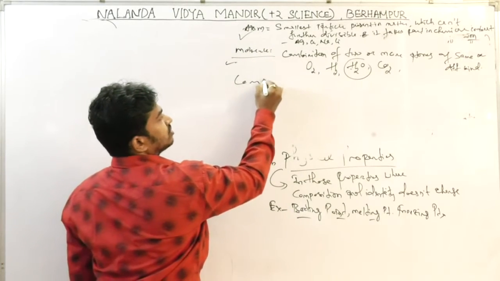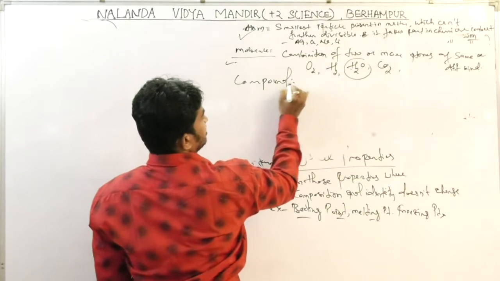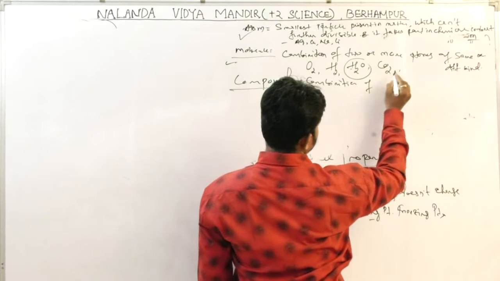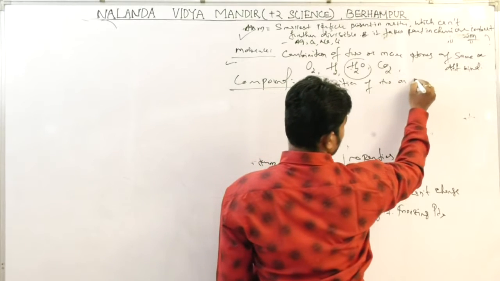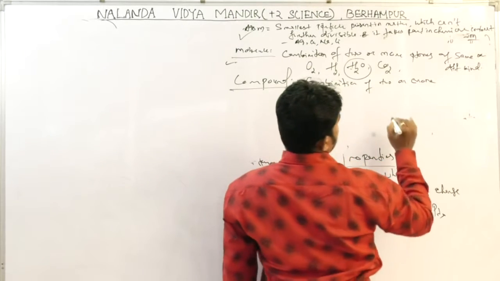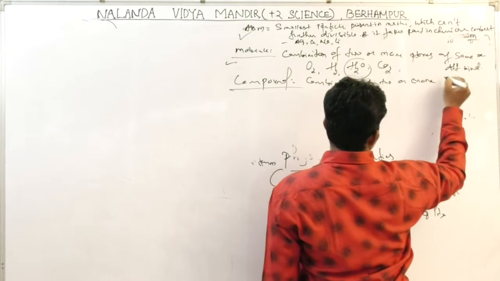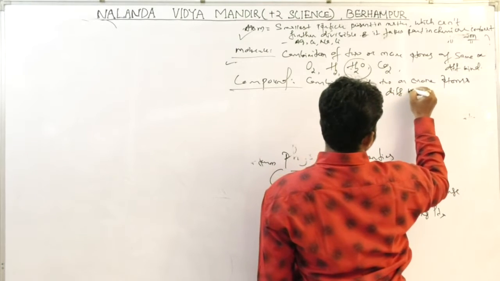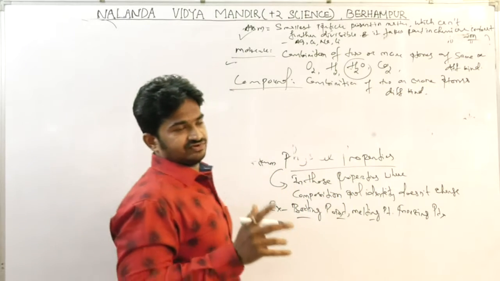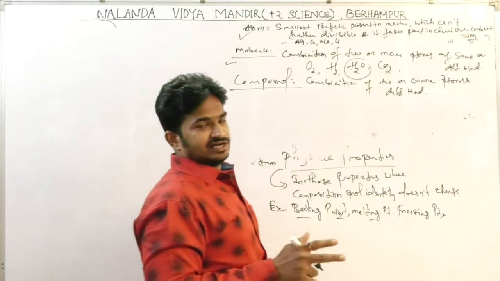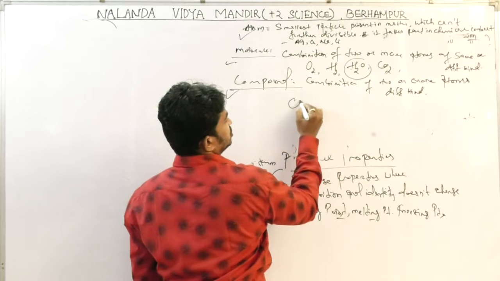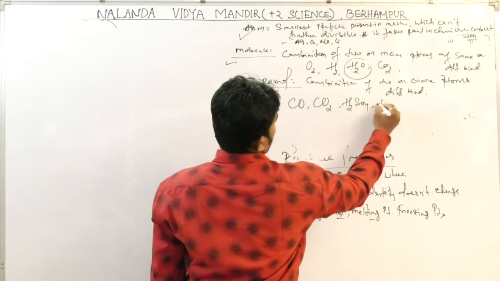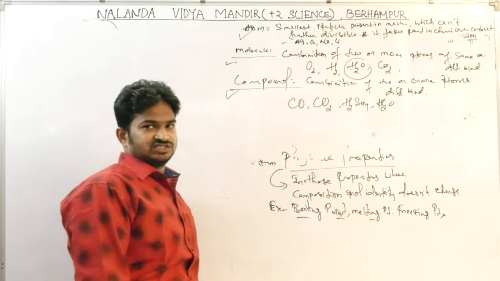Compounds: a compound is the combination of two or more atoms of different kinds. When two or more different kinds of atoms combine, it forms a compound. Examples: carbon monoxide, carbon dioxide, H2SO4, water. These are a few examples of compounds.